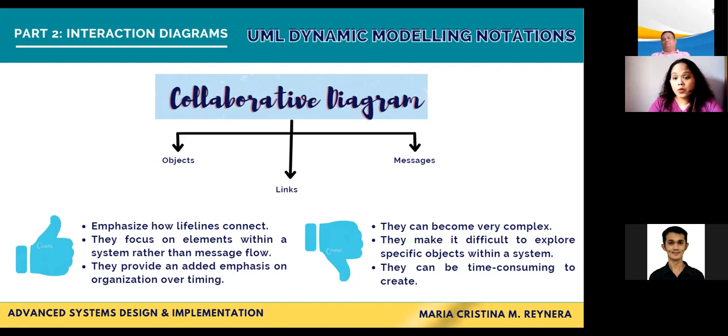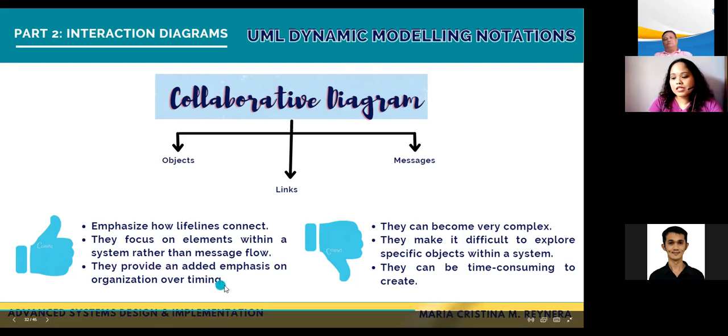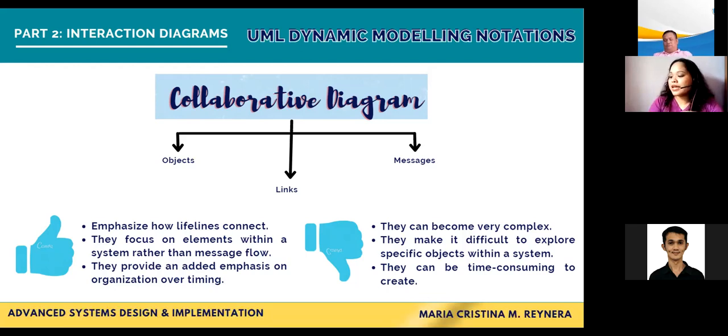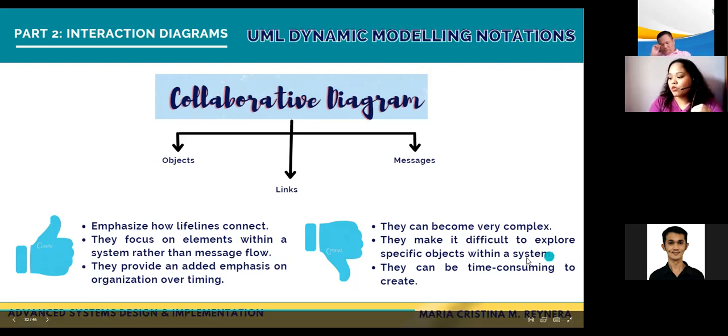Later on, I'll be showing you an example for this. So what is the advantage of using the collaboration diagram? It emphasizes how lifelines connect. It can focus on elements within a system rather than the message flow, and it provides added emphasis on organization over timing. But of course, there is also a disadvantage. They can become very complex, they can make it difficult to explore a specific object, and they can be time consuming to create.